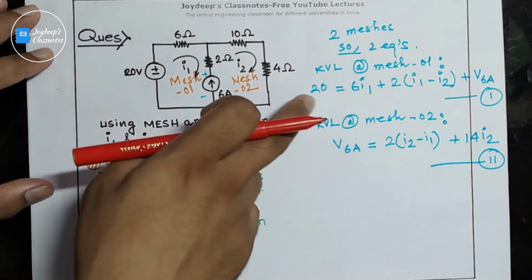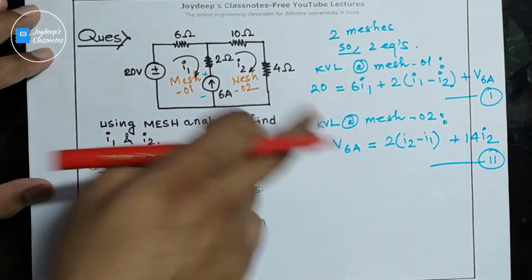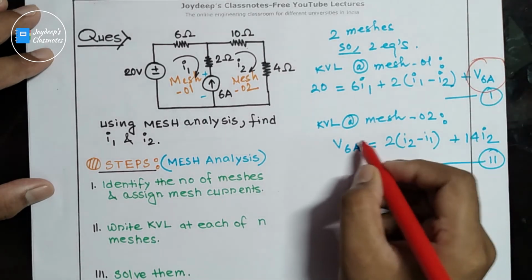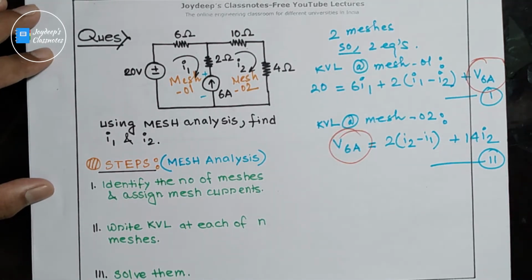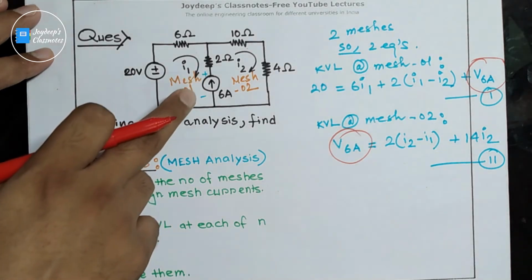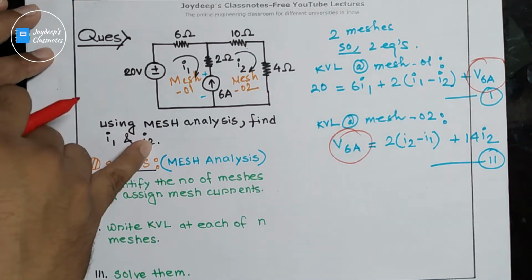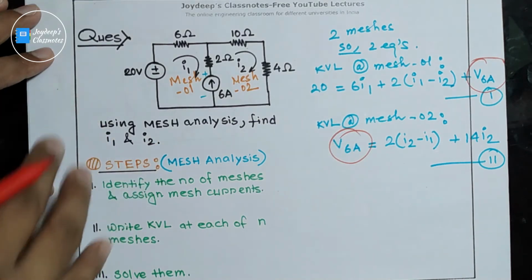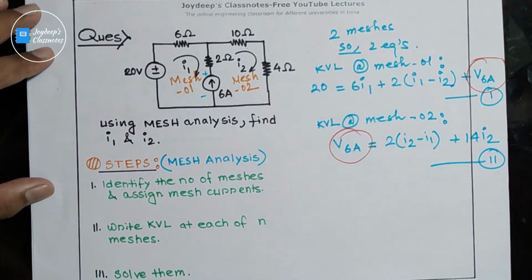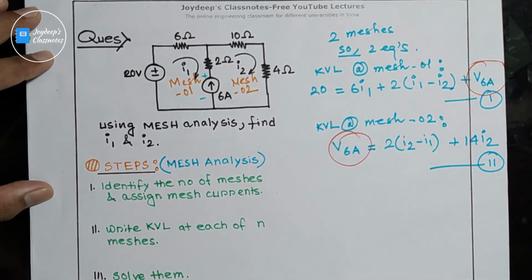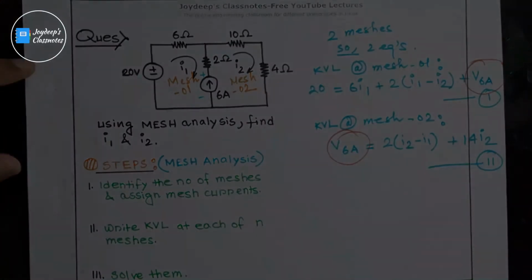Now can we find the value of I1 and I2 by just solving these two equations? No. Why? Because we don't know the voltage across this 6 ampere current source, right? We don't know this voltage across this 6 ampere current source. So this is why this question cannot be solved using the basic steps of mesh analysis. Clear? So this is why a supermesh problem is different from a normal mesh analysis problem. Clear? So in the next slide we'll understand how to solve these supermesh problems.